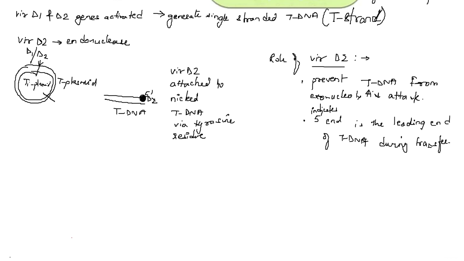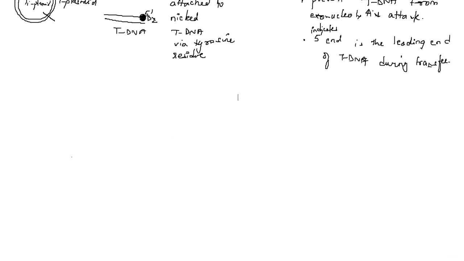Okay, next we come to other Vir genes. We discussed VirA and G, we discussed VirD1 and D2. Next comes the role of VirC, VirC1 and C2. What are their roles? These VirC1 and C2 bind to the overdrive sequences.